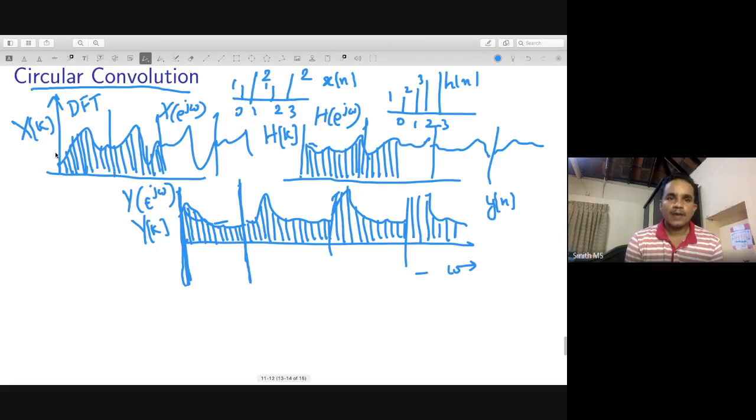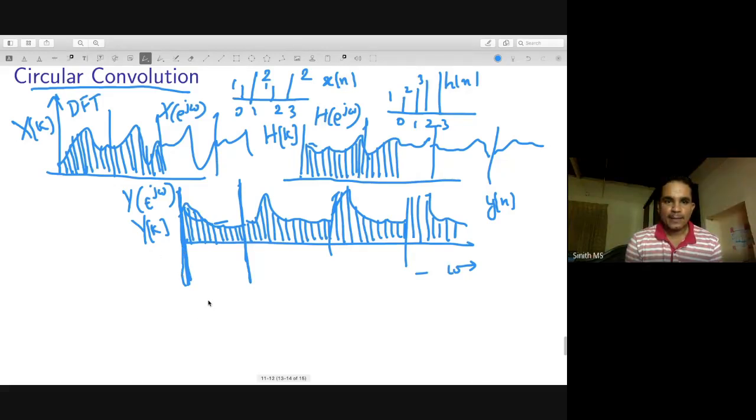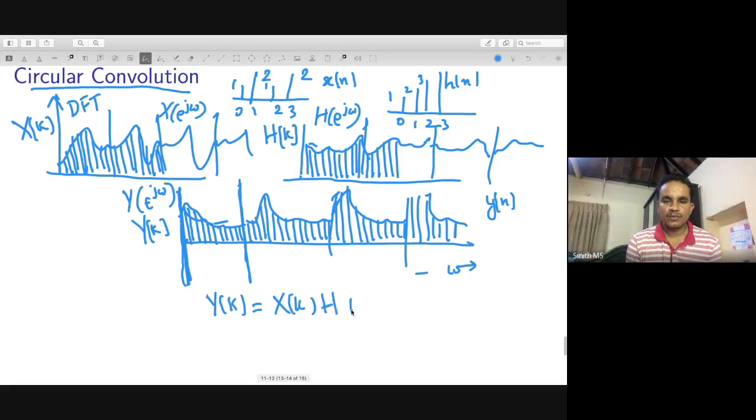Now, if we have the DFT X of k, we are considering only this portion. And we know that these things are repeating, so these are irrelevant basically. For Y of k also the same thing happens. Now, what happened when you multiply X of k with H of k? If you multiply X of k with H of k, you get Y of k. Definitely you will get Y of k. So Y of k is basically X of k into H of k.